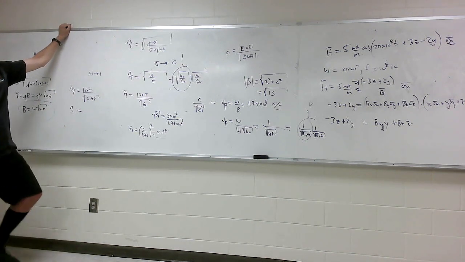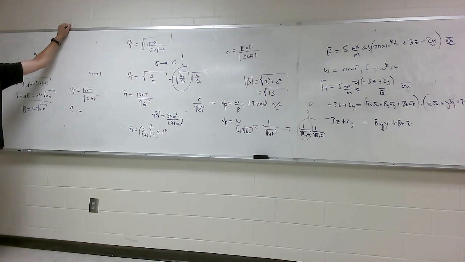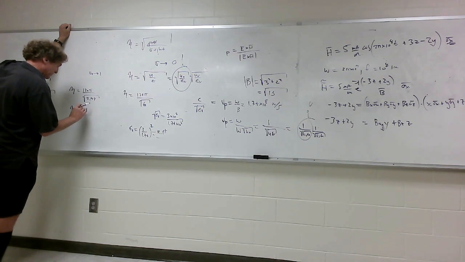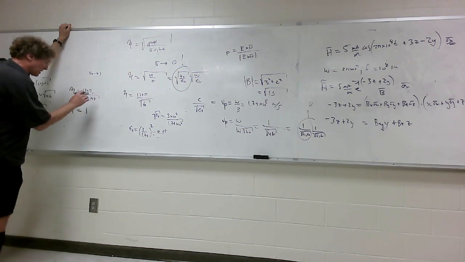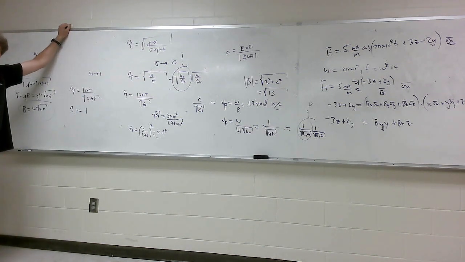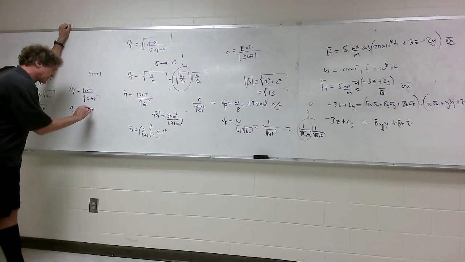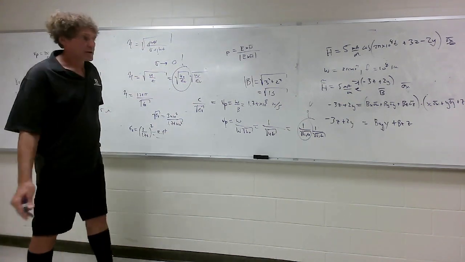Anybody? 126.9. I got 218.75. Oh, so 120 pi is about 377. 218 sounds right. Say that again. 218.75. 218.75 ohms. Okay. Now we got everything.